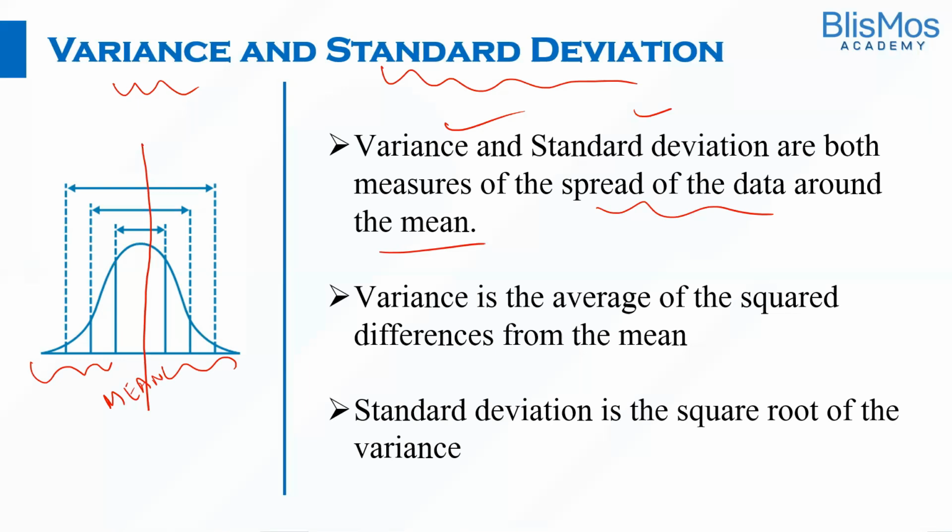Variance is the average of squared differences from the mean. On the other hand, standard deviation is the square root of the variance itself.